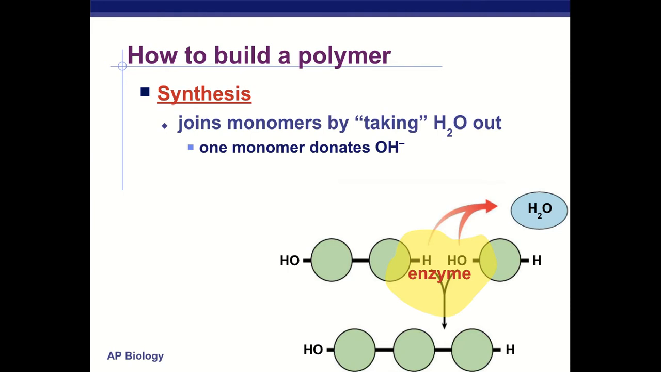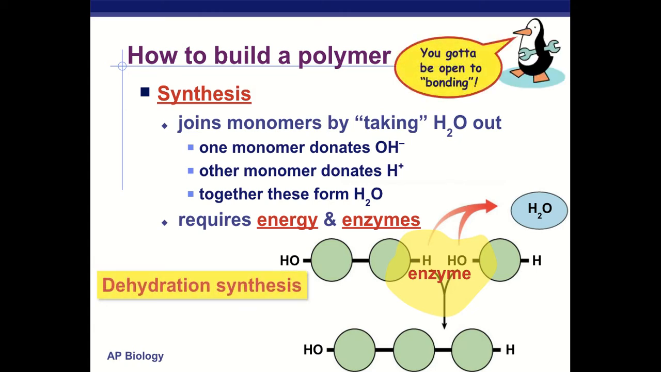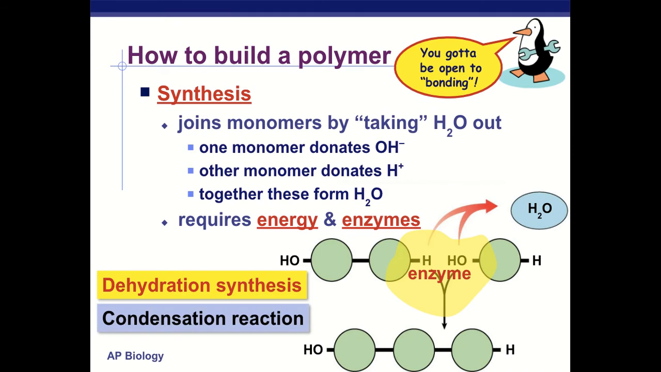Now, one monomer donates the hydroxide ion, and then the other is donating the hydrogen ion. And together, the water is removed. So this requires energy, like I said, and enzymes are facilitating this action. Another term for dehydration synthesis is a condensation reaction.